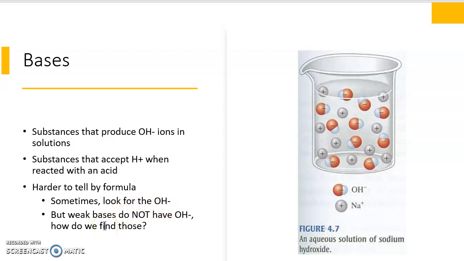I'm going to go through some things that you can look for to figure out which one's an acid or a base. Here's an example: sodium hydroxide. It's a very classic strong base. You can see the sodium, which is Na+, has dissociated from the hydroxide ion.